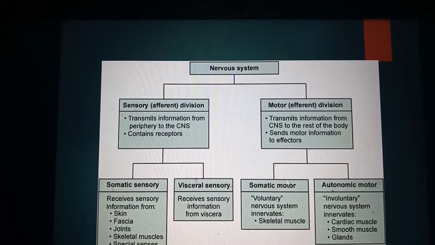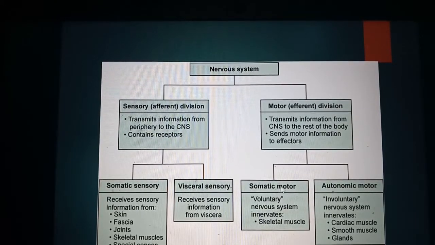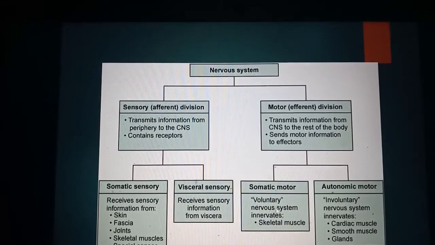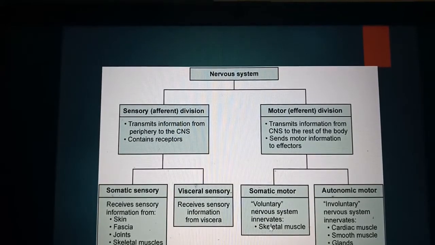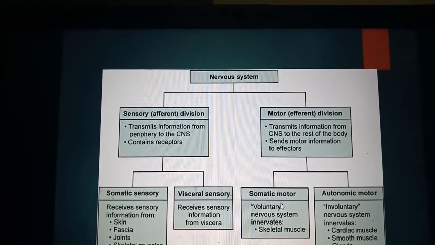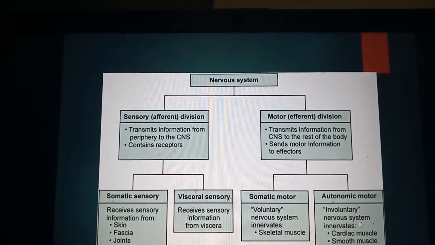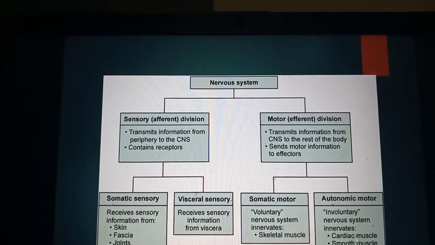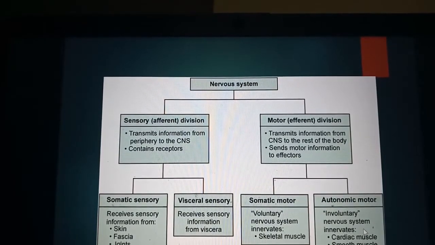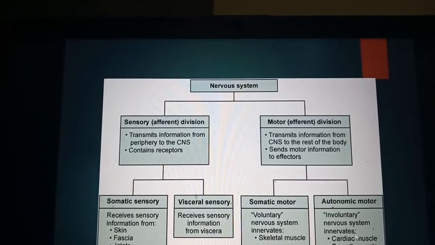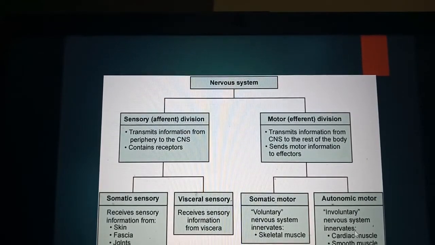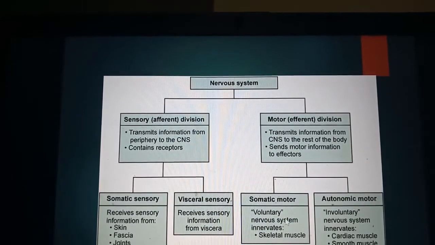Whereas the somatic motor function is the voluntary nervous system. It's the skeletal muscles, all the muscles of your hands and legs. So this is voluntary in nature. Only when you want to move it, you will move it. Whereas here in the autonomic motor, cardiac muscles, even if you don't want to move it, the heart muscle will move, and even if you want to stop it, it doesn't stop. Okay, so that is the difference between the autonomic and somatic motor.